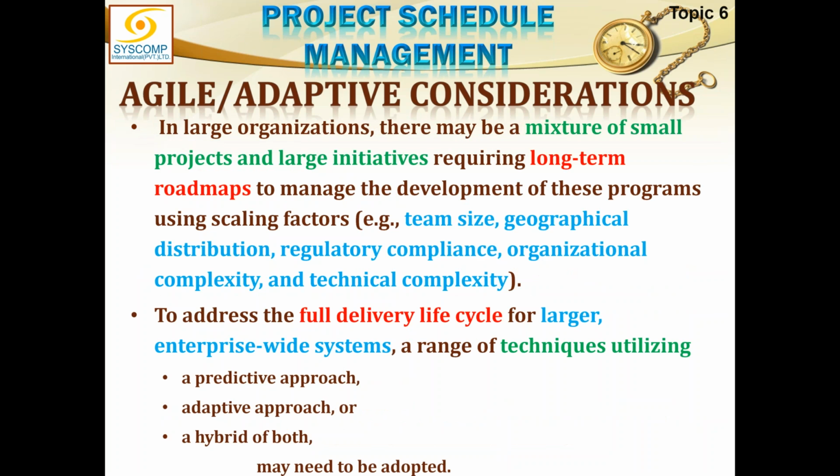In large organizations, there may be a mixture of small projects and large initiatives requiring long-term roadmaps to manage the development of these programs using scaling factors. So, scaling factors mean the team size, geographical distribution, regulatory compliance, organizational complexity, and the technical complexity to address the full delivery lifecycle for larger enterprise-wide systems. A range of techniques utilizing a predictive approach, adaptive approach, or a hybrid may need to be adopted. So we can have either a predictive approach or an adaptive approach or a mixture of them both.